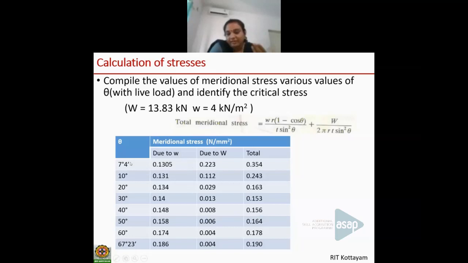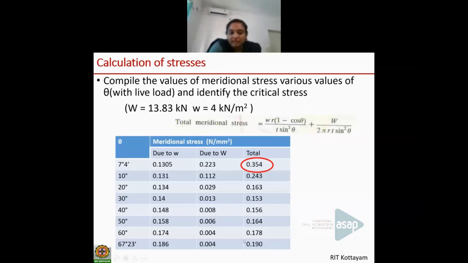And for the exam, if time is not sufficient, do it at alpha, do some 1 or 2 trials here, and then go to the phi value. So that will be sufficient. If you get more values, that will give you more accuracy. That's it. Now, next task is you have to identify the critical stress.